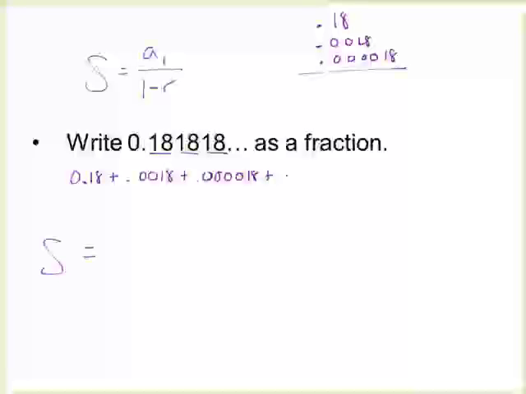What is the first term? 0.18. Our ratio can always be found by dividing one term by the term before it. Since it's increasing by 2 decimal places, that means our ratio is going to be 0.01. You could find that by dividing the second term by the first term.